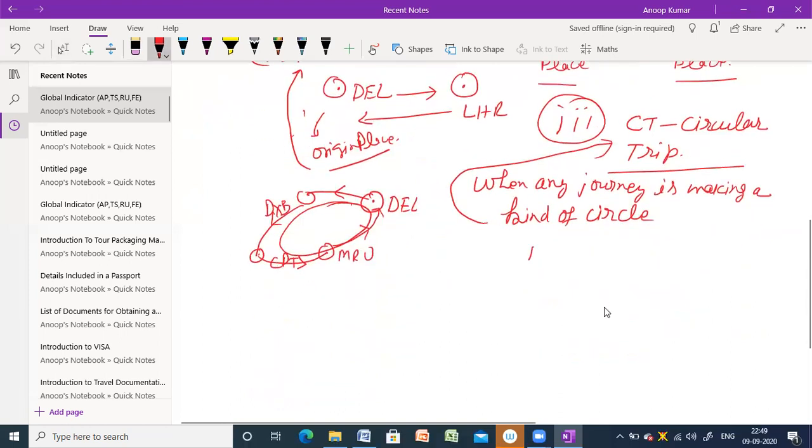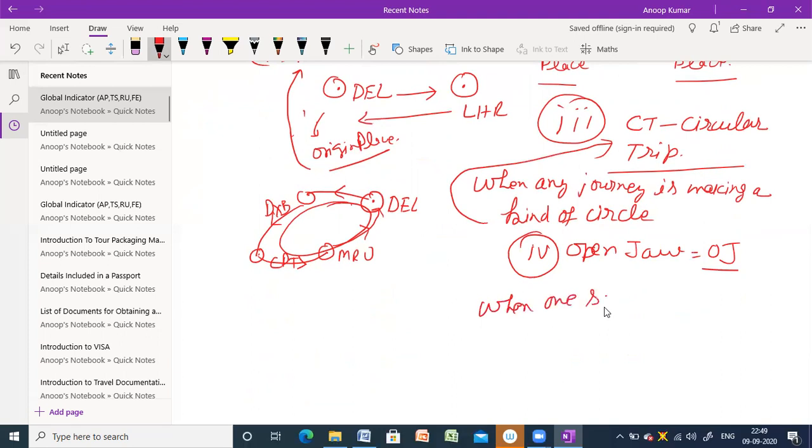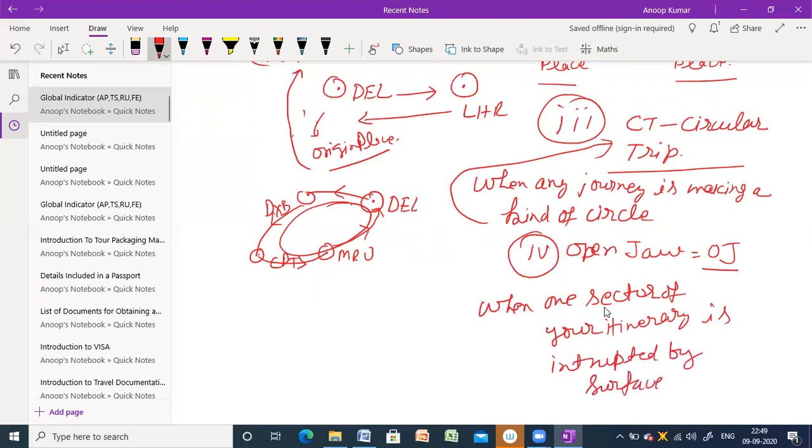Then on number fourth, we have another type of journey called open jaw, or we call it OJ. OJ is when the mouth of your itinerary is open, or when one sector of your itinerary is interrupted by surface transportation. That particular journey is called OJ.